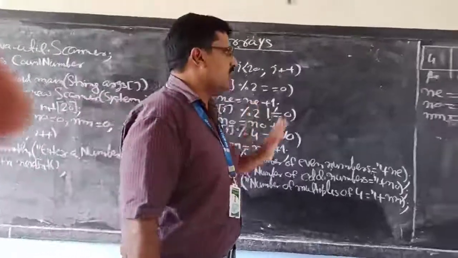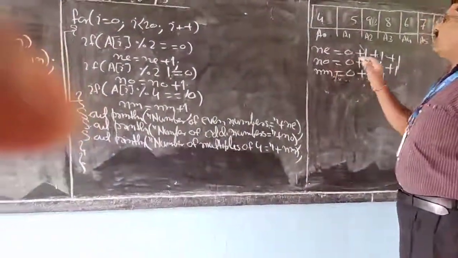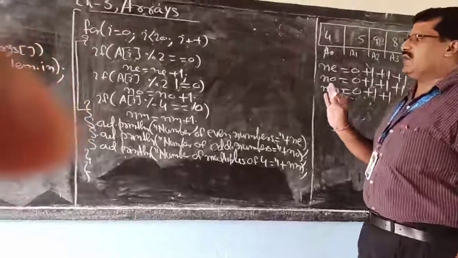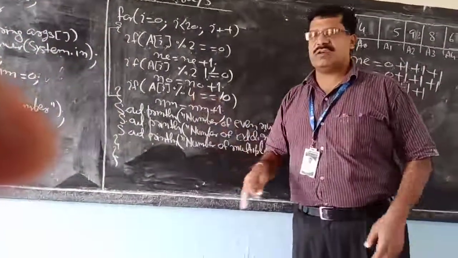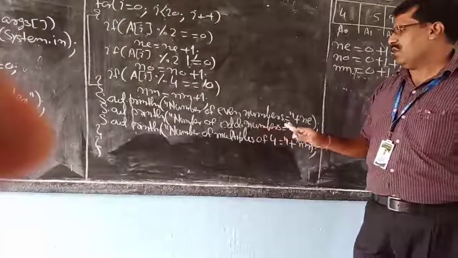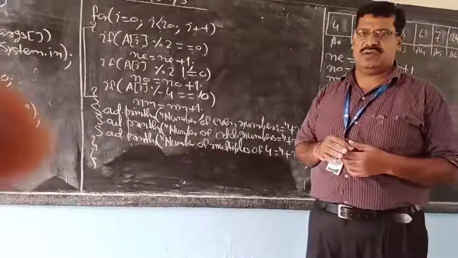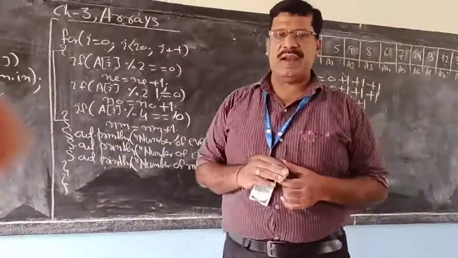So it will go on checking till A19, and this counter will be increased, and after completing till 19, it comes out of the loop and prints the total number of even numbers, total number of odd numbers, and number of multiples of 4. So write the program and practice.